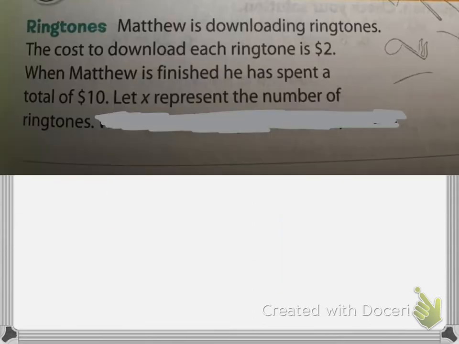So I want you guys to write the equation for this. Matthew is downloading ringtones. The cost to download each ringtone is $2. When Matthew is finished, he has spent a total of $10. Let X represent the number of ringtones. So we're going to have something, X is equal to something. So I want to see.